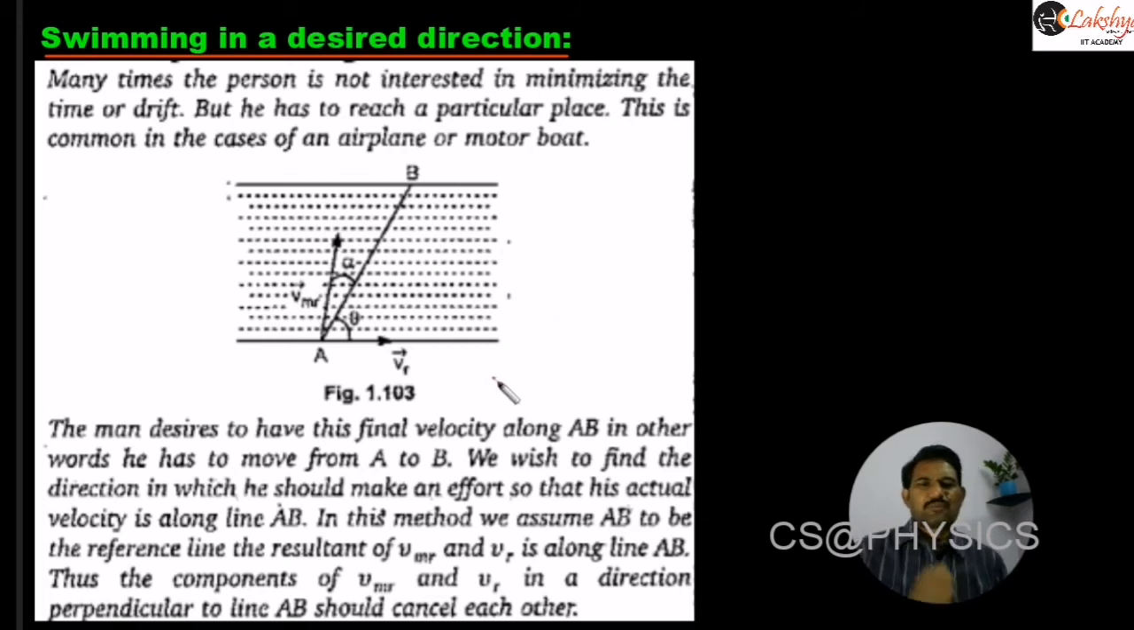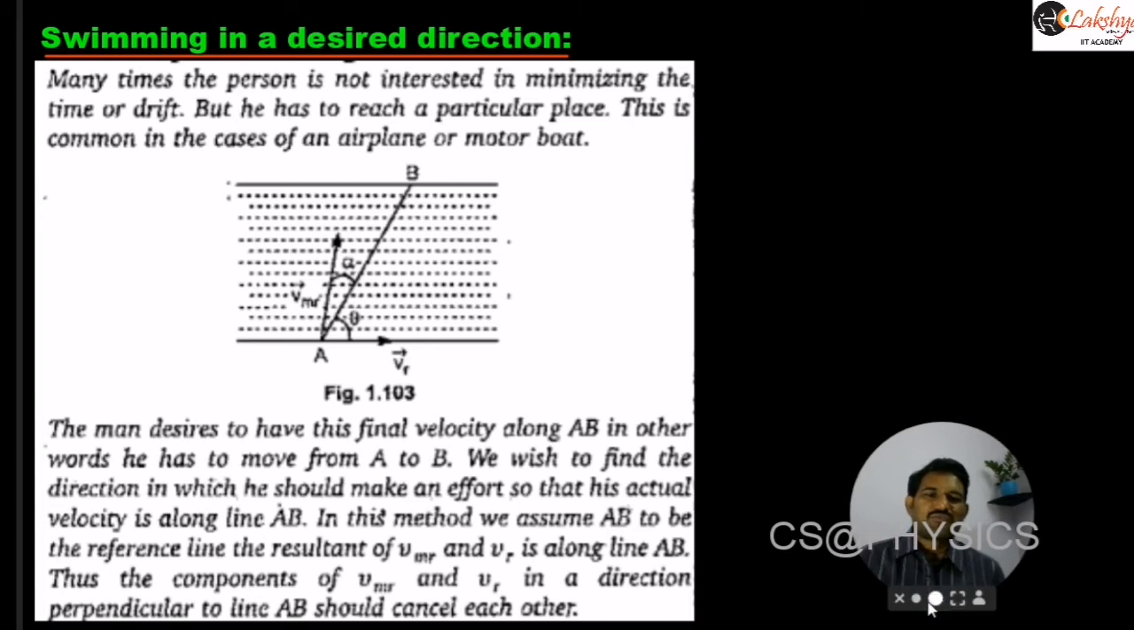Now the person wants to reach some other point which is not directly opposite, and he doesn't want to cross the river in the shortest possible time, but he wants to reach a particular point on the opposite side. Suppose observe this here: the person starts from this point and has to reach the point B. So it is neither minimizing the time nor minimizing the drift, but he wants to travel in a particular direction, his desired direction, right?